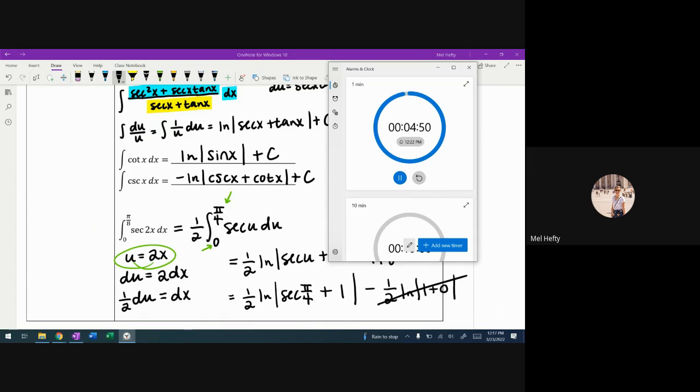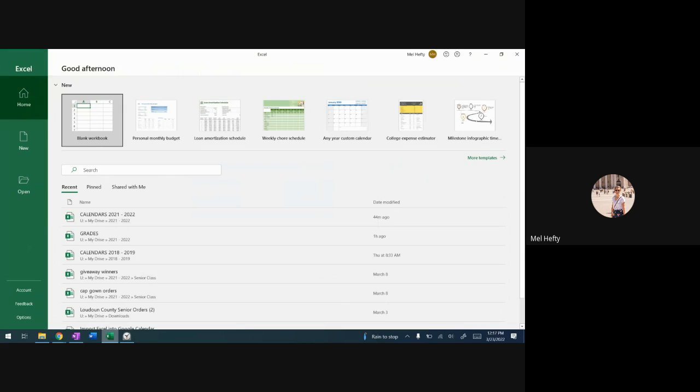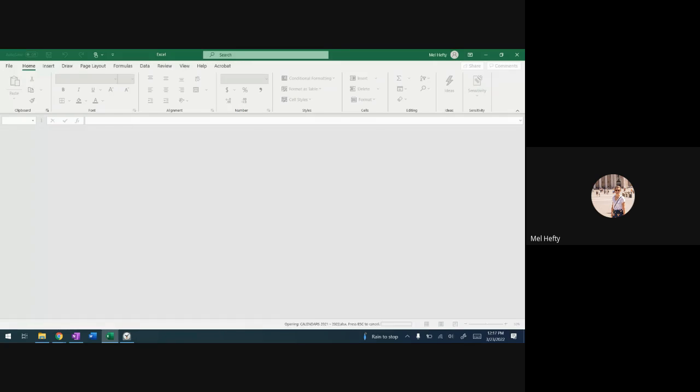Y'all, we're so close to the end of the year. I can't believe it. Yeah, I was looking at my calendar the other day. Yeah, let's look at the calendar.